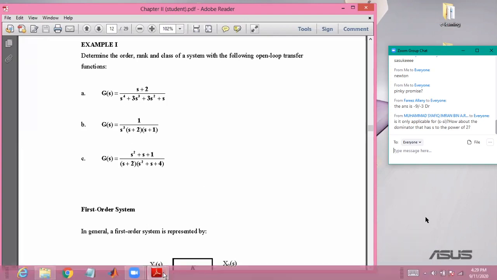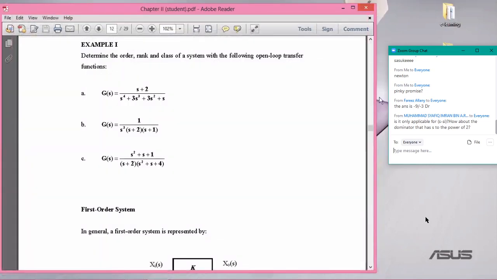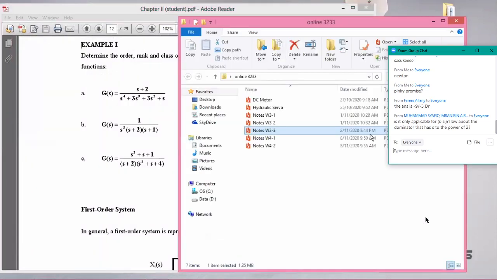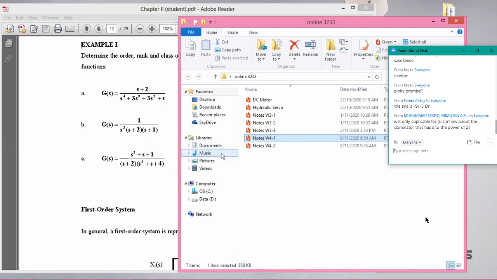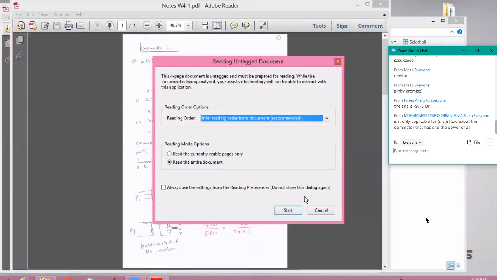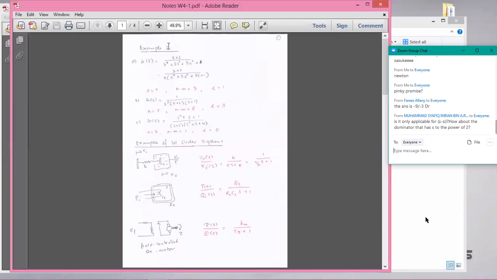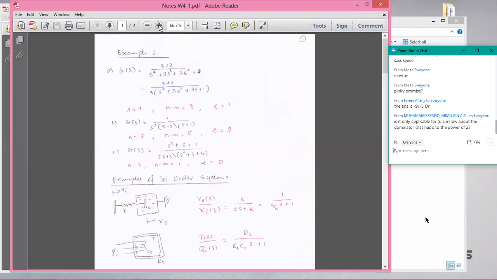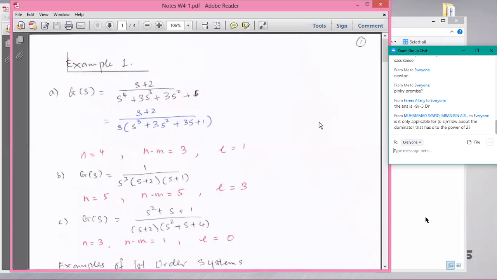Okay. Wait a minute. I have this written in my notes. Oops. Whoopsie. Okay. Where is it? All right, there you go. Okay, I have this written in my notes. Okay, all right.